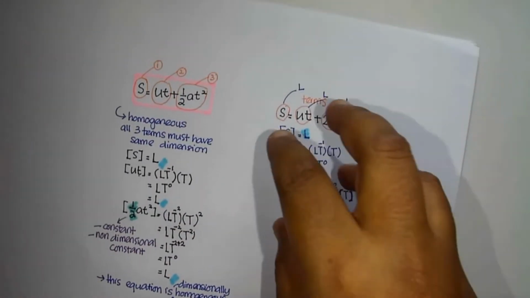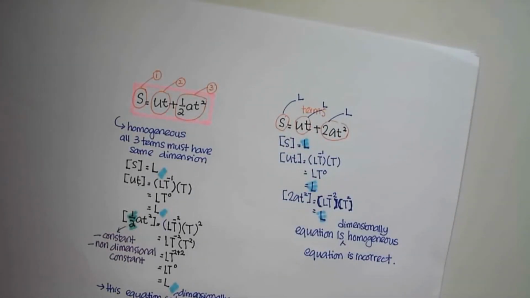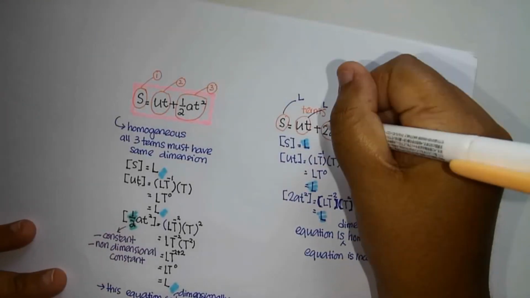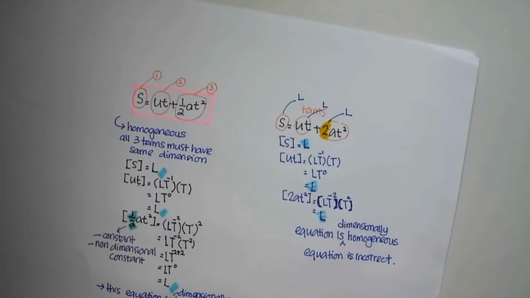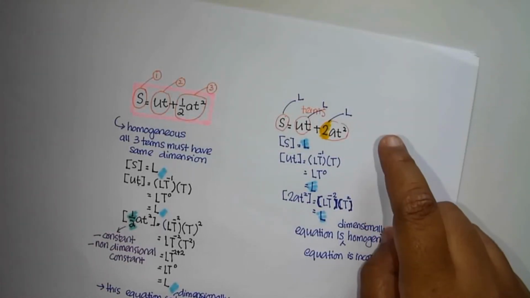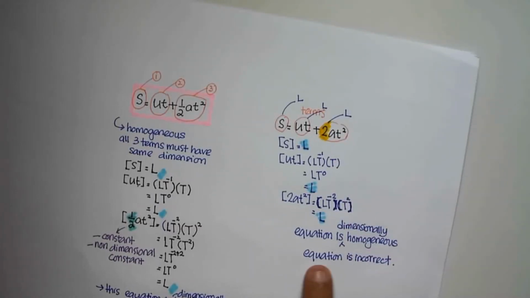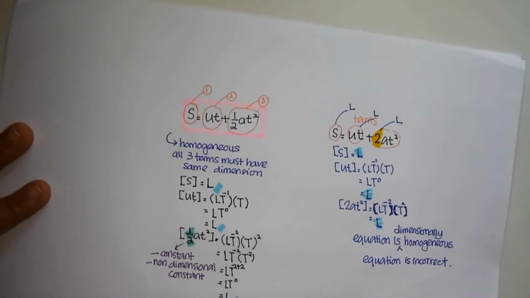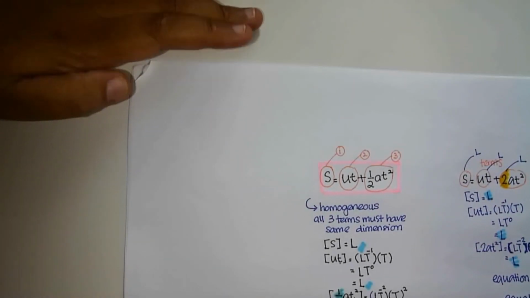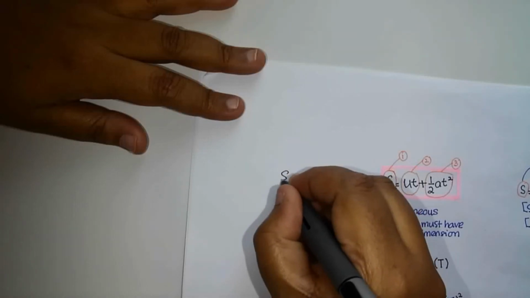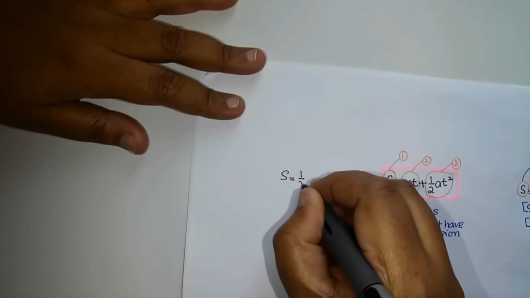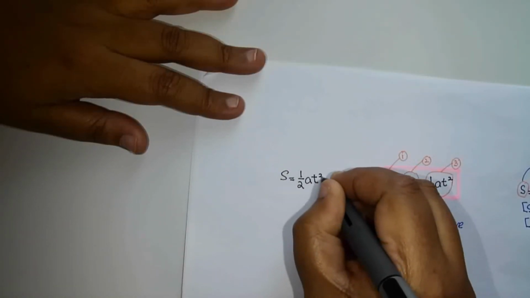Why? Because in this example, the reason why the equation is not correct is because of the non-dimensional constant. You see? Alright? So the value of the non-dimensional constant in the equation is wrong. That's why the equation is incorrect. Okay? Now, another example of explanation. S is equal to half a t squared.